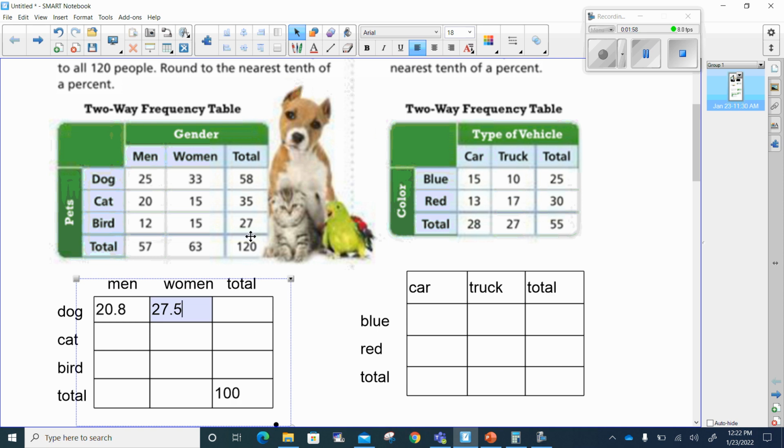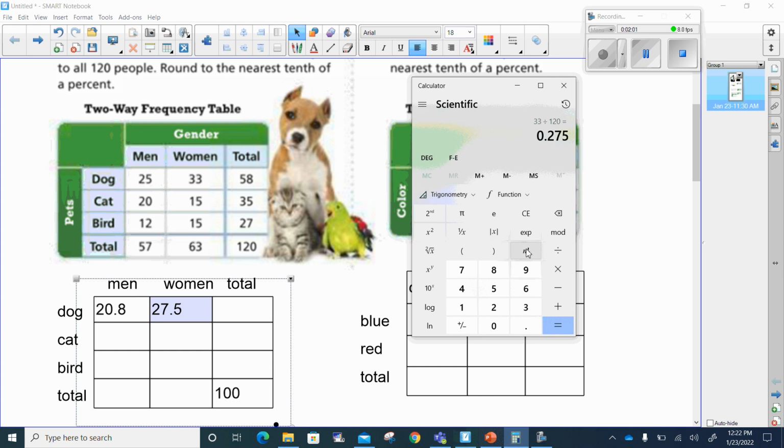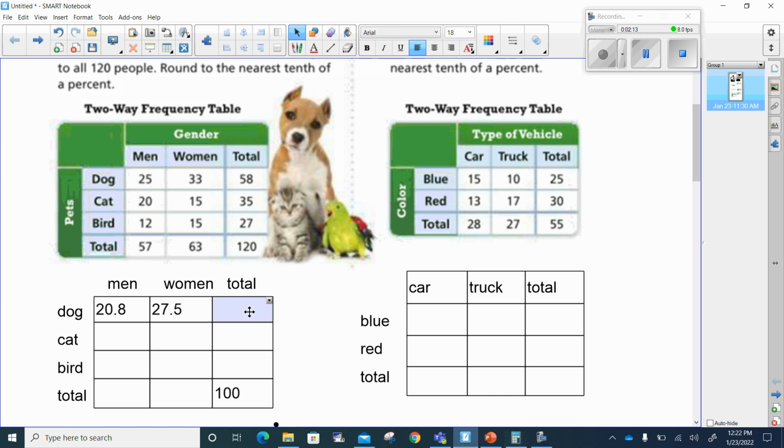The next number, 58 divided by 120. That's going to equal 48.3 repeating. When we add these two numbers, it should come up to this number. So 8 plus 5 is 13. That's where we get the 3. We carry the 1. 1 plus 7 is 8. And then 2 plus 2 is 4. That checks out good. Now let's do the row for cats.